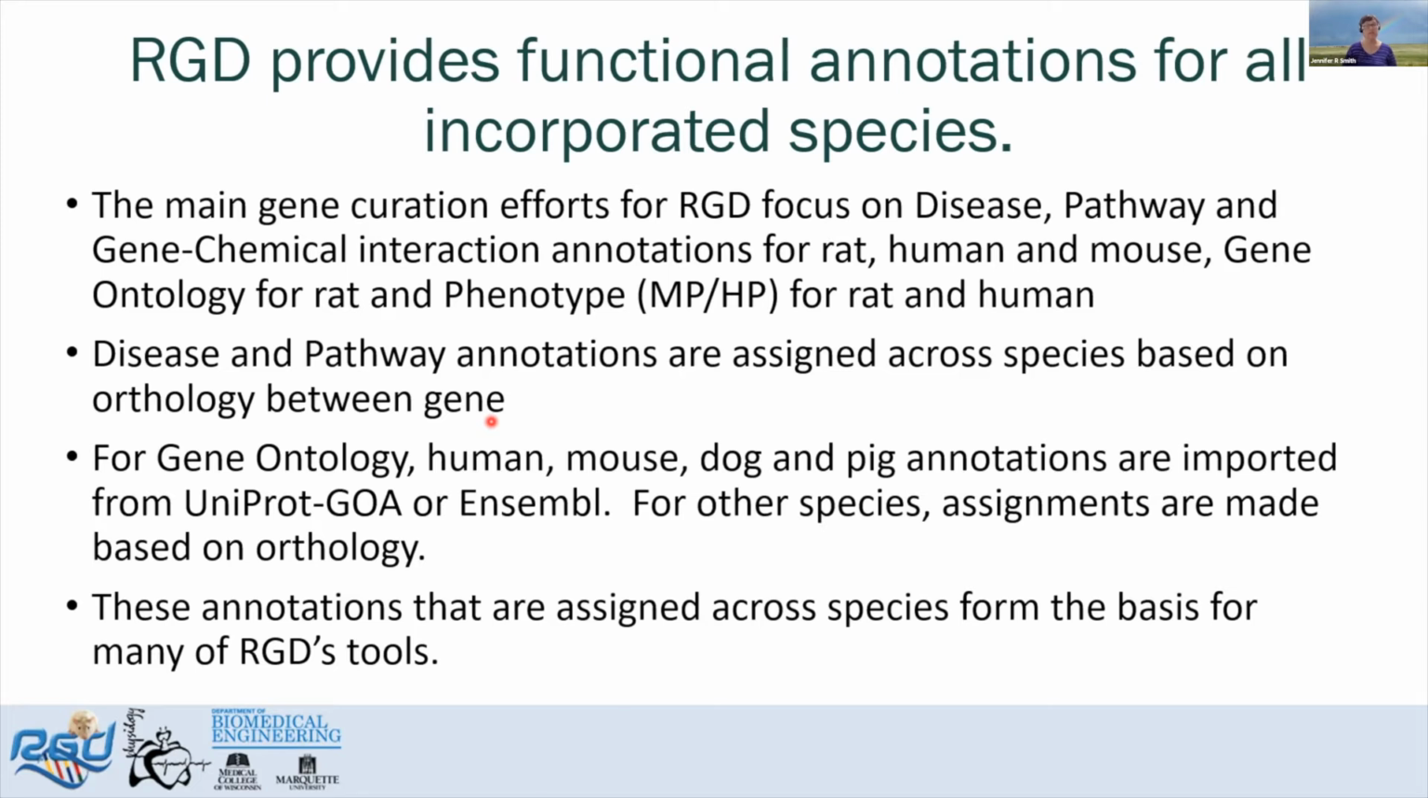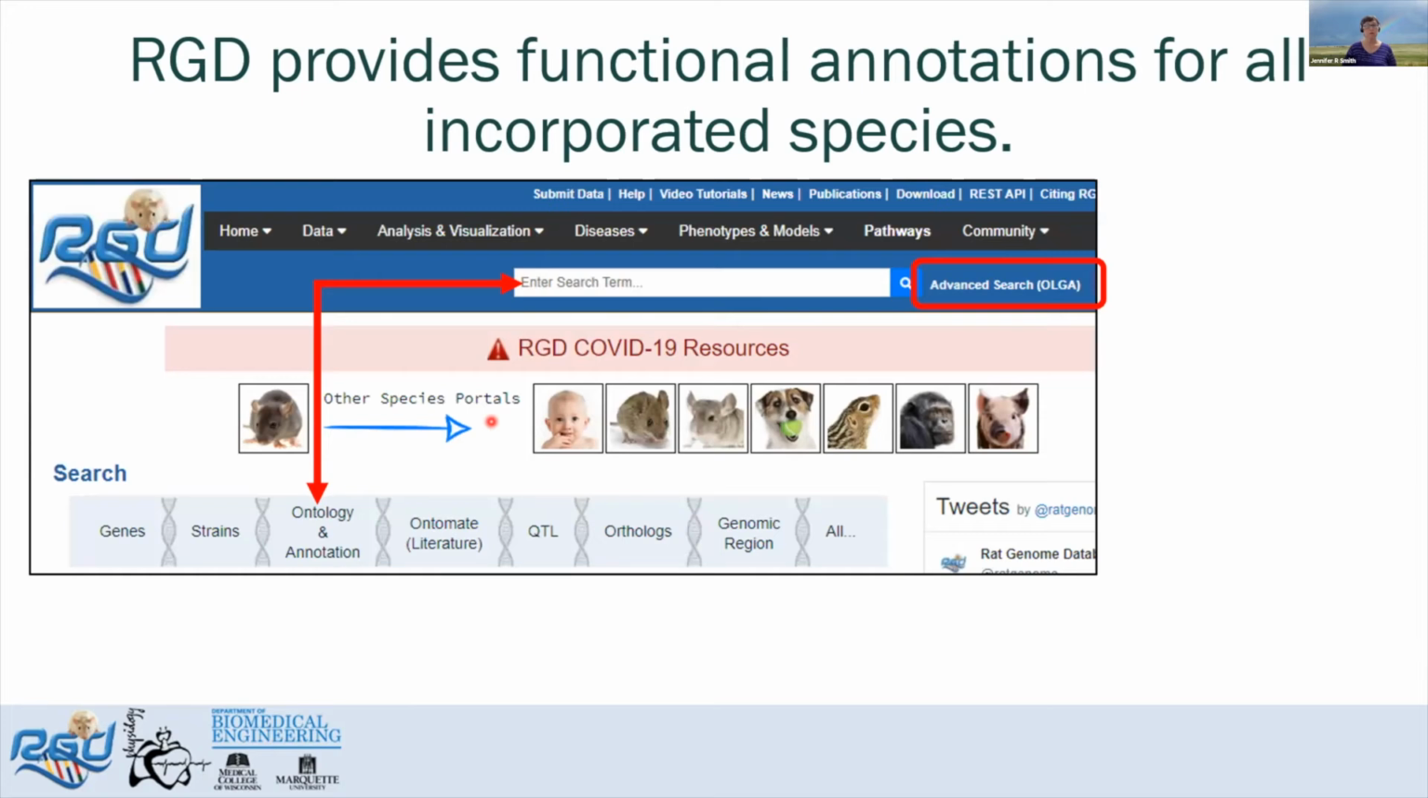And these annotations that are assigned across species form the basis for many of RGD's tools. So you can search for vocabulary terms and annotations to those terms using either the general search or this ontology and annotation specific search, or using the advanced search, OLGA, and I'm going to talk about that in just a little bit.